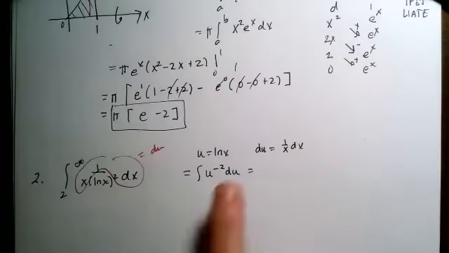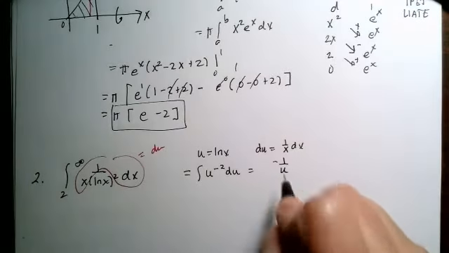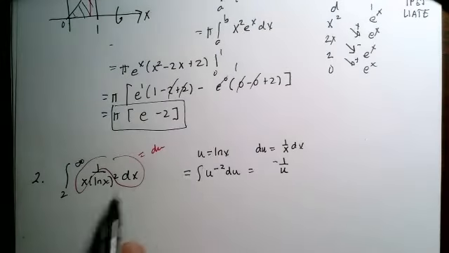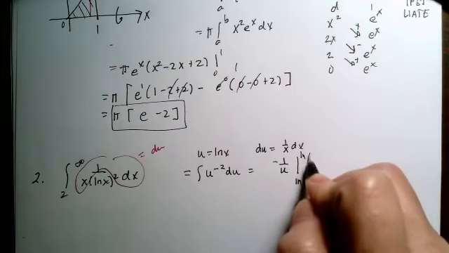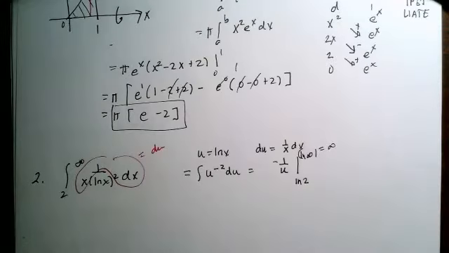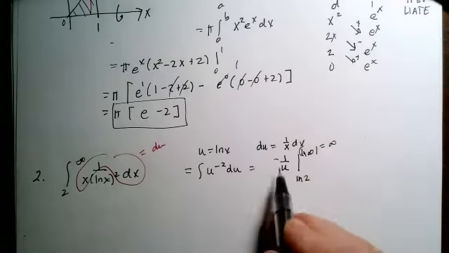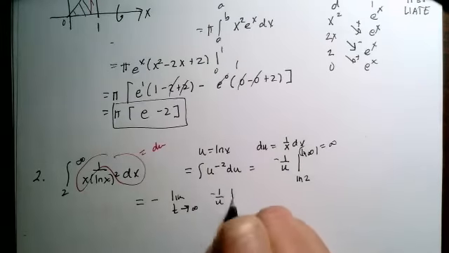All right, so back down here, when you integrate u to the negative 2, negative u to the negative 1, negative 1 over u, right? And we can change our limits of integration. Since u is the log of x, we're going to go from the log of 2 to the log of infinity, which is still infinity. All right, now I'm going to make that a limit, and I'm going to pull the negative sign out. So we'll have the limit as t goes to infinity, negative 1 over u, log of 2 to t.